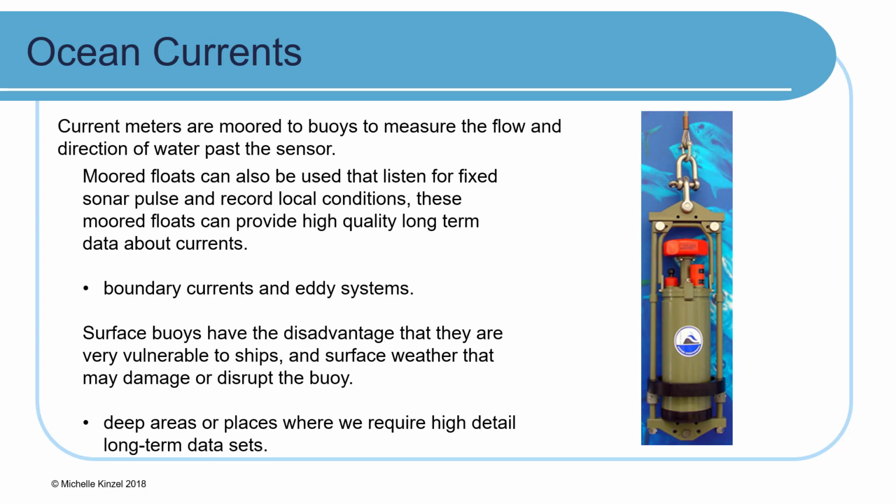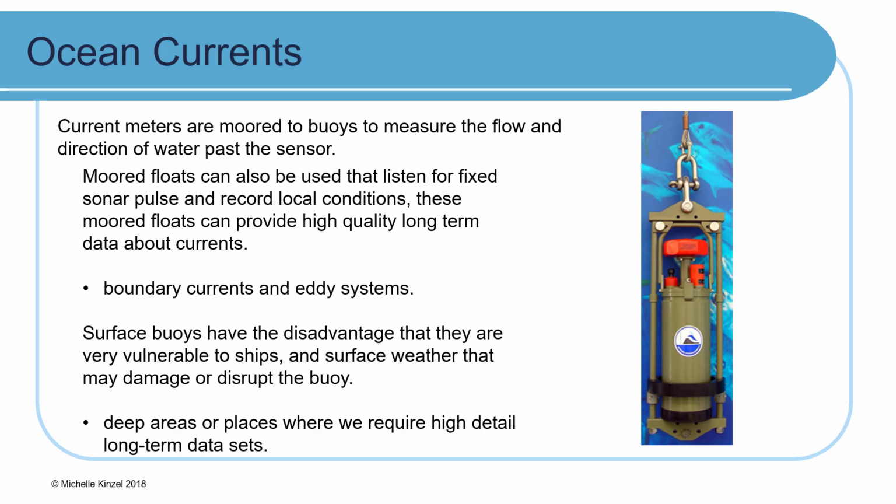So current meters are moored to buoys to measure the flow and direction of water past the sensor. A moored float can also be used for fixed sonar pulses and to record local conditions, and they can provide high quality long-term data about currents. So common applications include boundary currents and eddy systems. Surface buoys do have a disadvantage in that they are very vulnerable to ships and surface weather that can damage or disrupt the buoy. And deep areas are places where we require high detail, and long-term data sets benefit from these types of surface buoys.